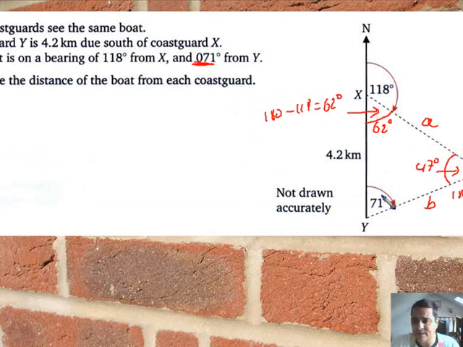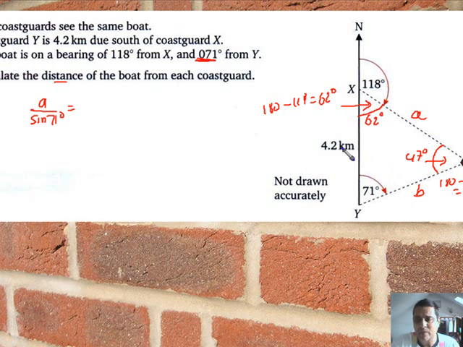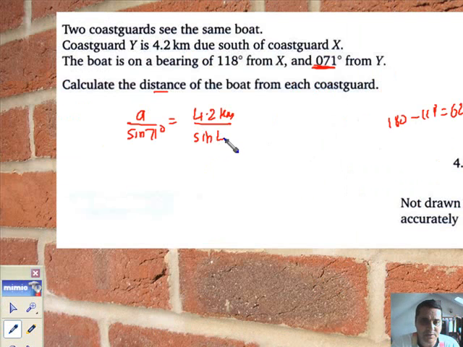So A divided by 71. Remember, we're working out distances and not angles. So distance on top, A divided by the sine of his opposite angle, 71 degrees, is just like comparing 4.2 kilometers divided by his opposite angle, which is going to be, of course, the sine of 47 degrees. It's divided by the sine of his opposite angle, you understand.